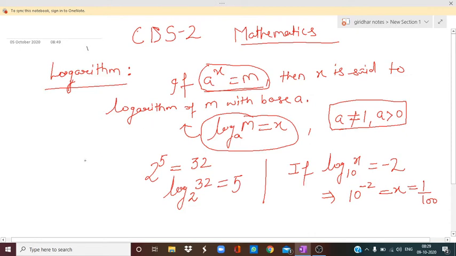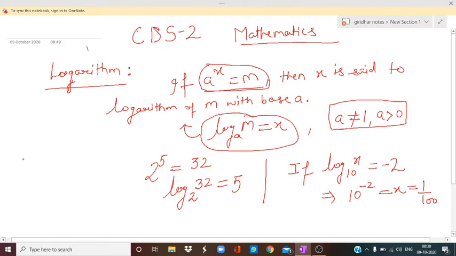So this definition is very important to remember, logarithmic to exponential and exponential to logarithmic, because the role of this definition is very important in logarithm. Most of the time you will find the definition will help you to sort out the problem.